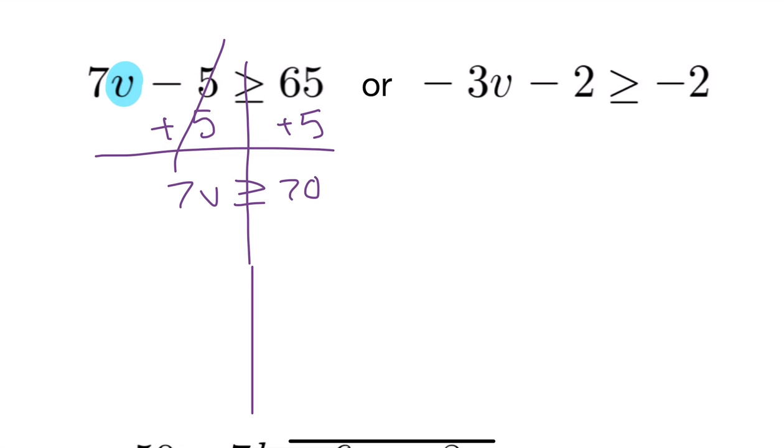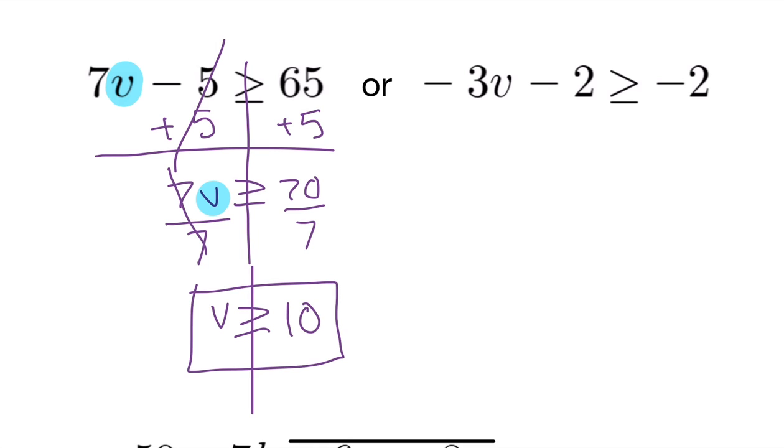Okay, I still want my v alone, so I'm going to get rid of this 7. Remember, a number next to a letter means it's being multiplied. So to get rid of it, I'm going to do the opposite and divide. Okay, so these are going to give us a 1. v is greater than or equal to 70 divided by 7. That's going to be 10. Cool. So that is going to be one of my answers.